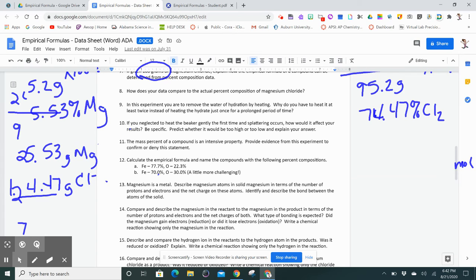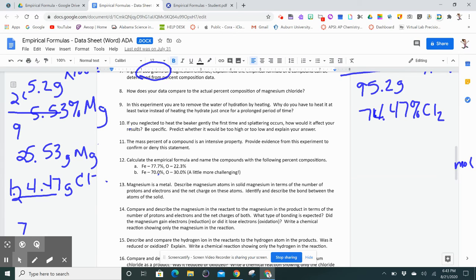Number 12 is calculate an empirical formula from a percent composition, just like we did in number 7. So you're going to do the same thing you did in number 7. I'm going to let you work that one on your own and see if you can get that one correct as a practice problem.